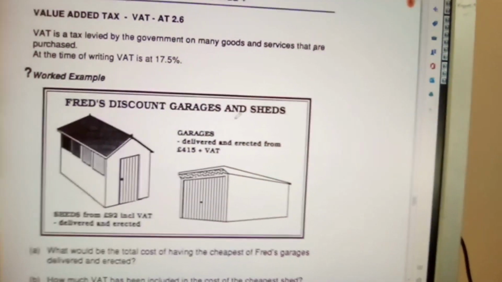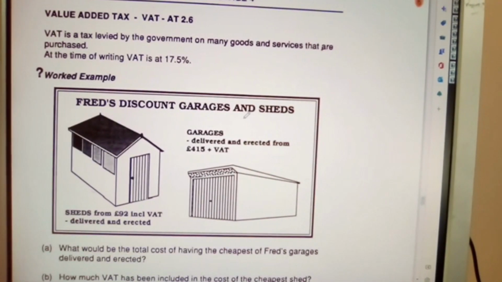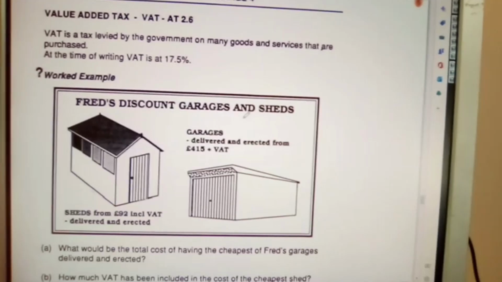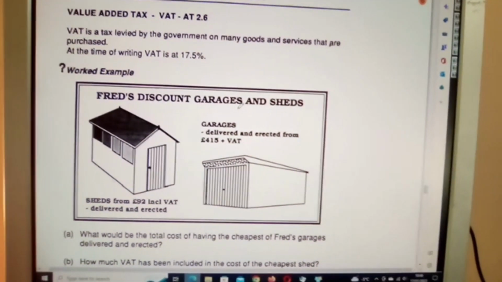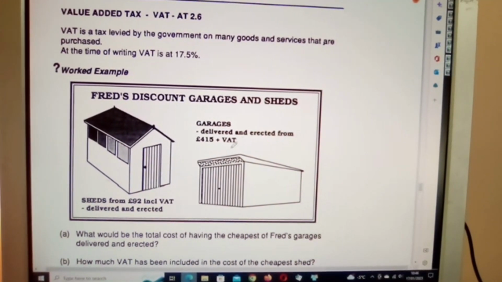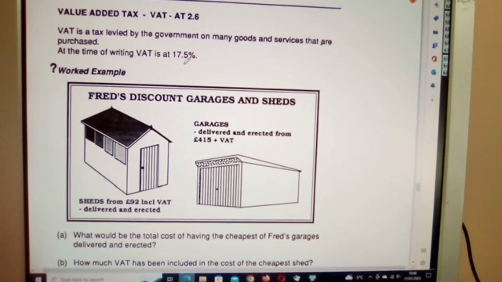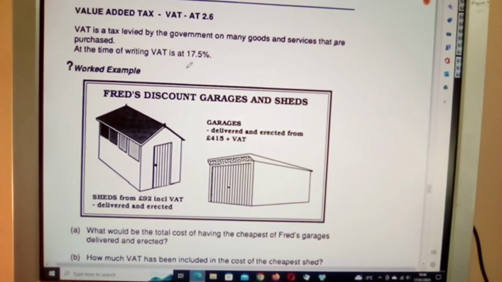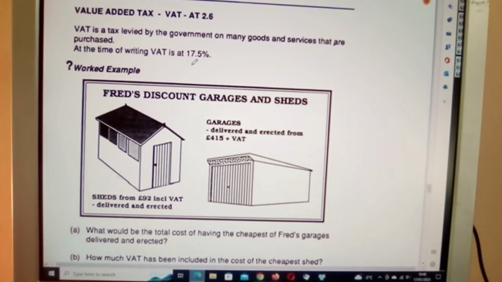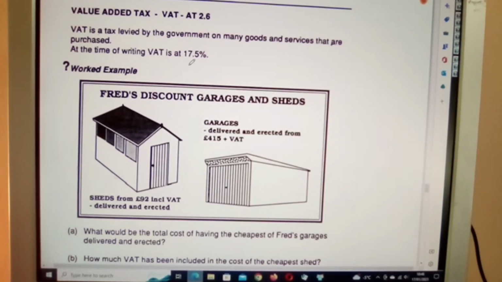Now value added tax. First, discount garages and sheds. Now the VAT rate is 17.5%. Now you can see how old this is. That's no longer the case. It's like 20%, isn't it?